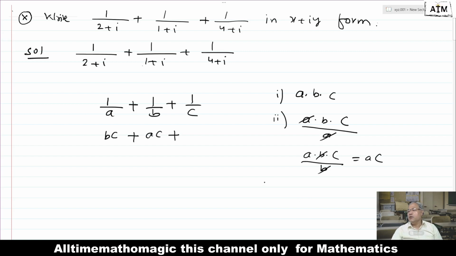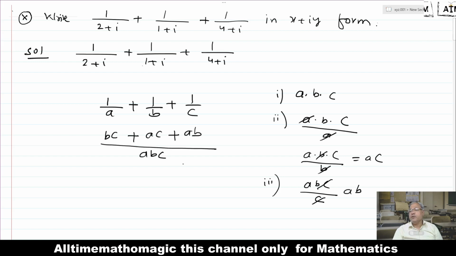So in the third fractional part, there is a denominator C. So write down ABC, and C gets cancelled. So plus AB, divided by ABC.